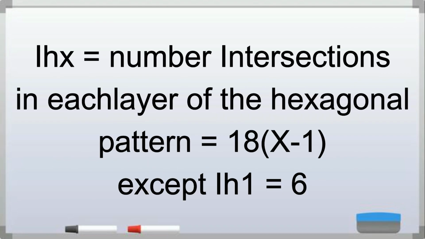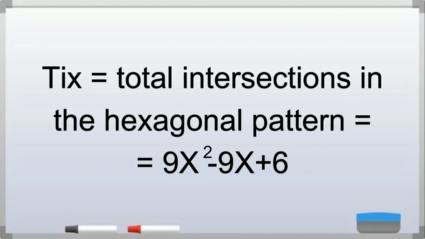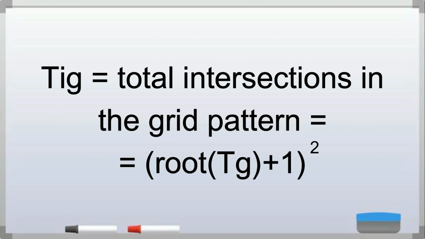IH equals number of intersections in each layer of the hexagonal pattern equals the amount of intersections in the triangles between the hexagons equals 3hx equals 18 times x minus 1, except IH1 equals 6. TIH equals total intersections in the hexagonal pattern equals IH1 plus 0.5x times 2 times 0 plus 18 times x minus 1 equals 9x squared minus 9x plus 6. TIG equals total intersections in the grid pattern equals root tg plus 1 squared.